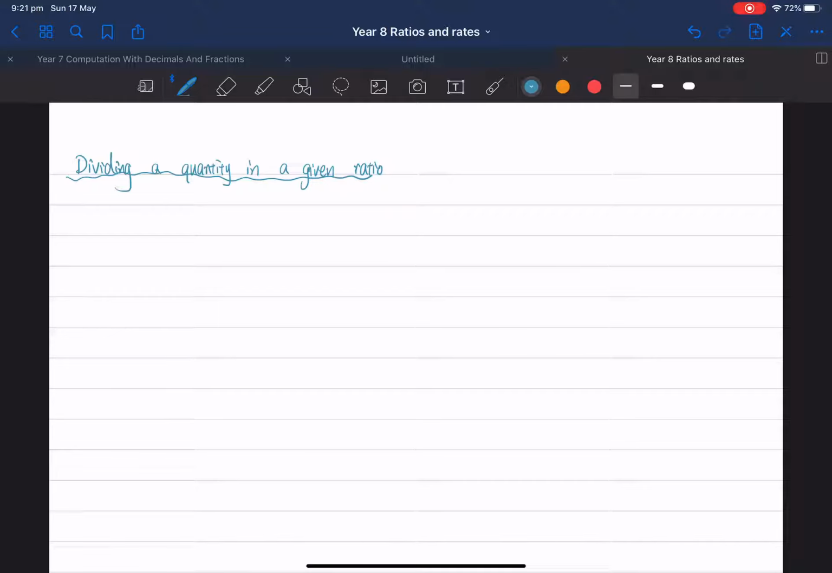So for example, if you have $20 you want to share with your friends, and you want to do it in a 1-to-1 ratio, in that case everyone is getting $10 each. So that's a really easy way to share or split money.